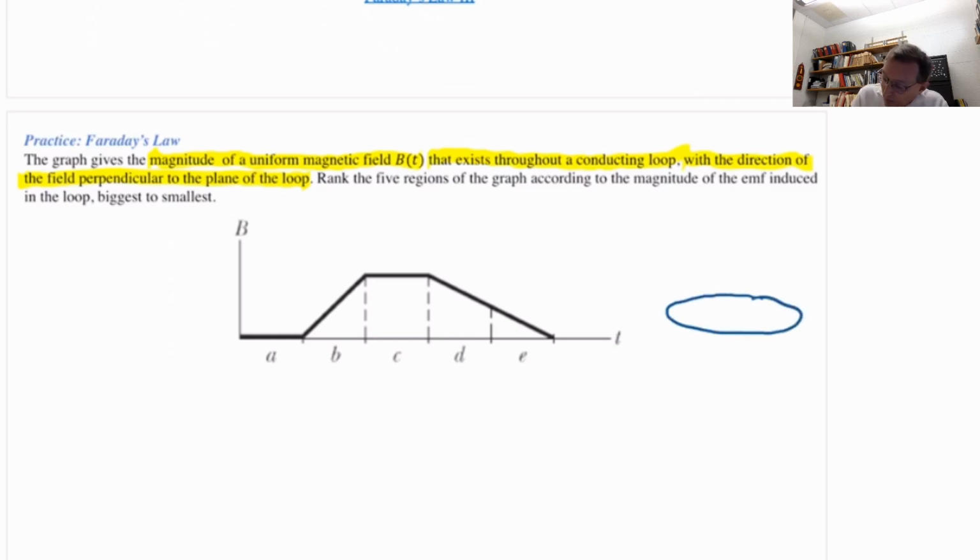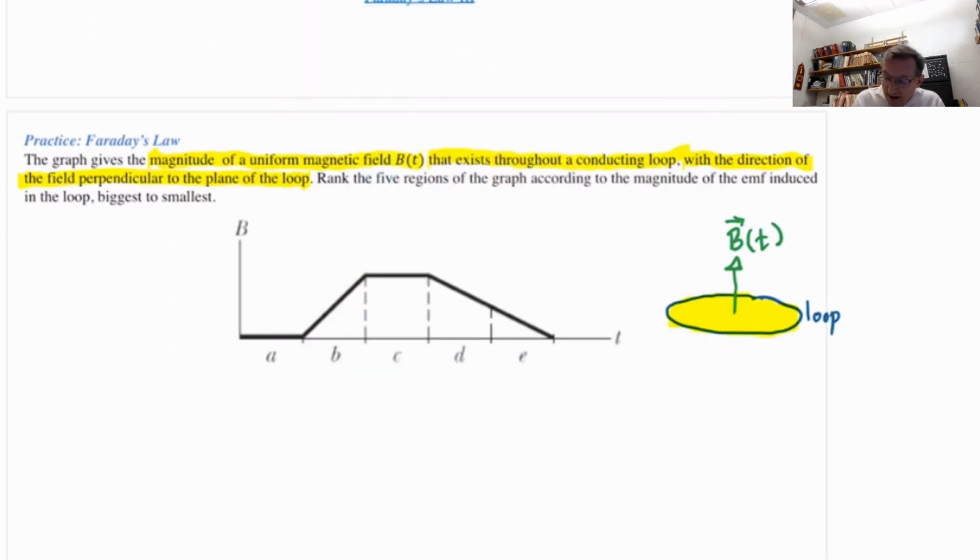Okay? And then I've got a uniform magnetic field perpendicular to the plane of the loop. But it is a function of time. But it's that same magnitude at any given time everywhere through that surface. Okay? All right, that's the scenario.